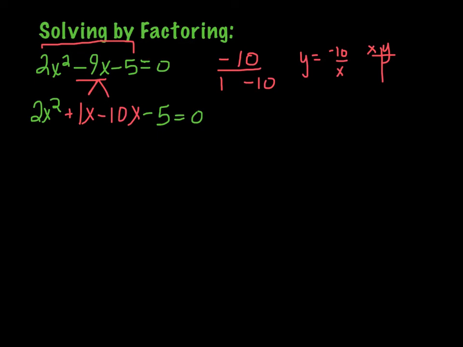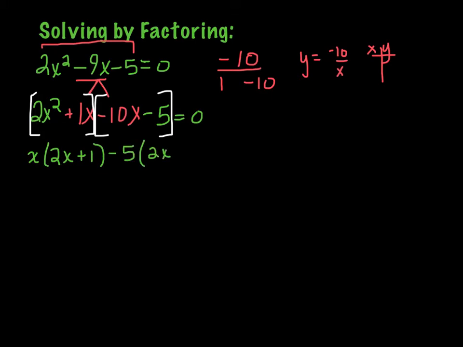So I'm now going to put these into those groups that we did when we're factoring. In that first group, the only thing it has in common is an x, leaving me 2x plus 1. And in the second group, I have a minus 5, leaving me 2x plus 1.